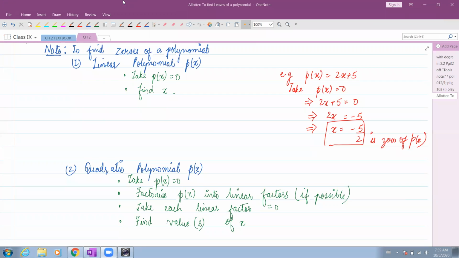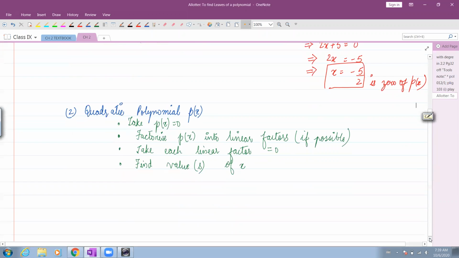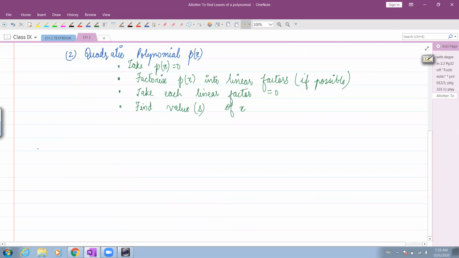I'm done. So I'm going to take a few examples before we start with the exercise questions. So I'll just do it right here. Now, the important step for this particular type is that you should be able to factorize. You should know how to factorize a quadratic polynomial.